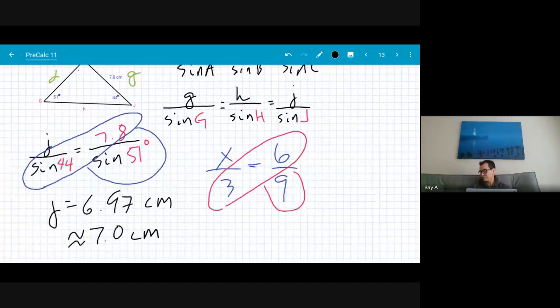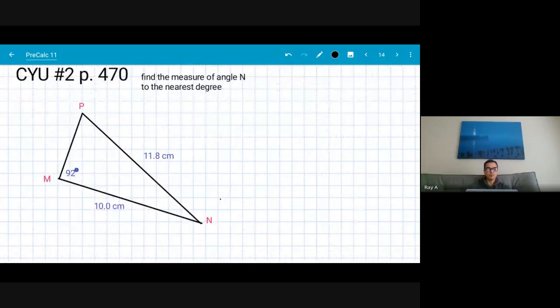And there's your answer. Okay, next one. Check understanding number 2. This time we are finding the measure of an angle. In check understanding number 1, we had to find a side. But still the same.